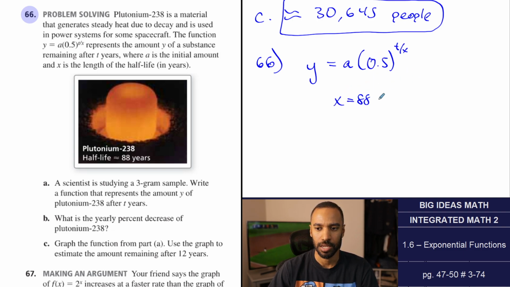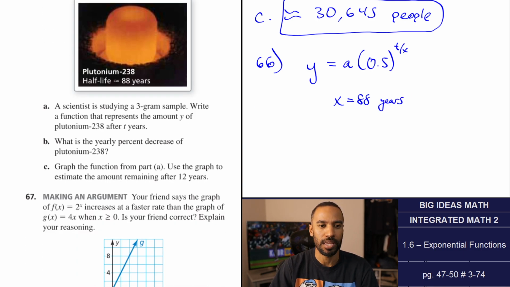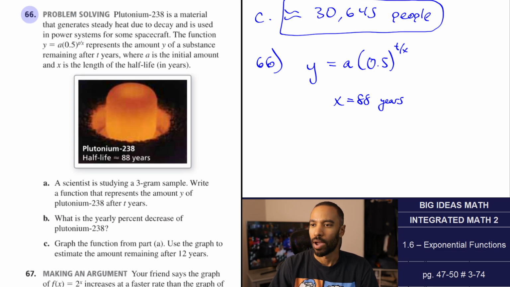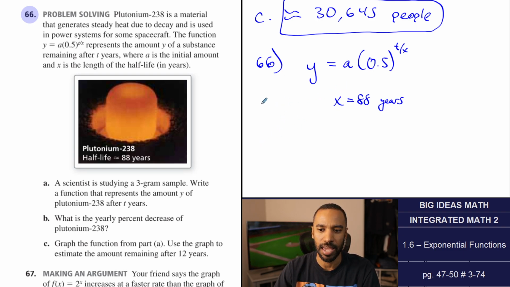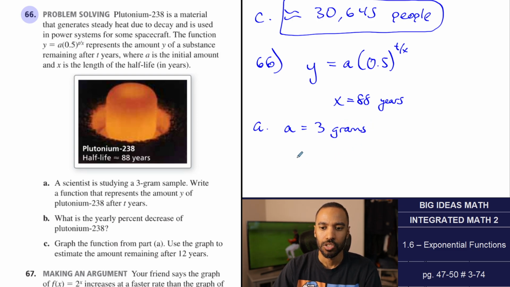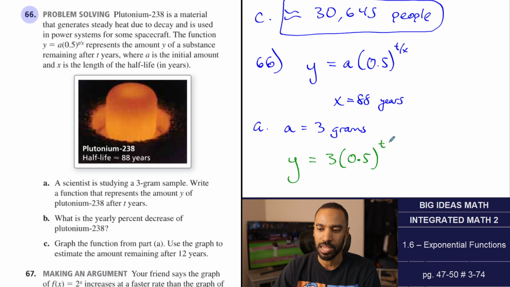X equals 88 years. All right, a scientist is studying a 3-gram sample. Write a function that represents the amount y of plutonium-238 after t years. So x is going to be 88 years, and a, the initial amount, is 3 grams. So the equation we're going to use is y equals 3 times 0.5 to the t over 88 power. That is our model.